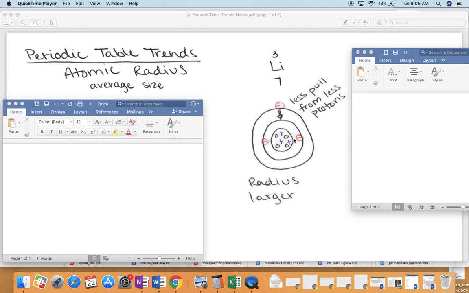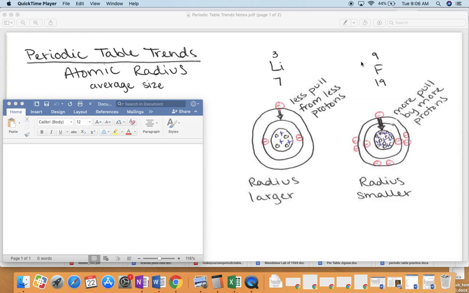Now, the 2 electrons on the inner ring are going to be pulled a little more because they're closer to the protons. The one on the outermost ring, because there's only 3 protons in there, is not going to be pulled very hard. So since there's less pull from the protons, because there are not as many protons, the radius of the lithium is going to be on the larger side.